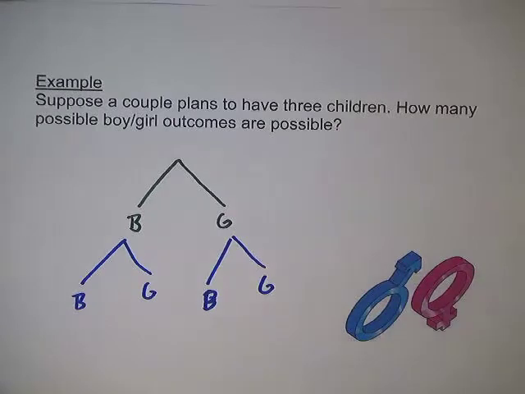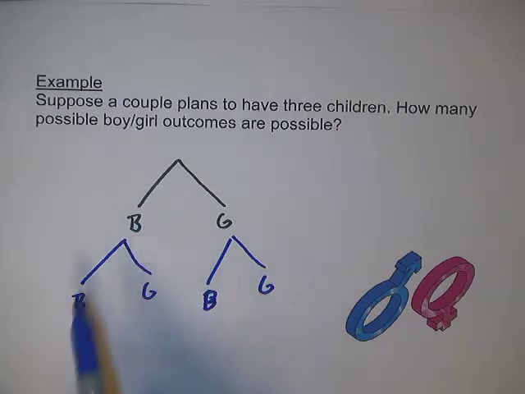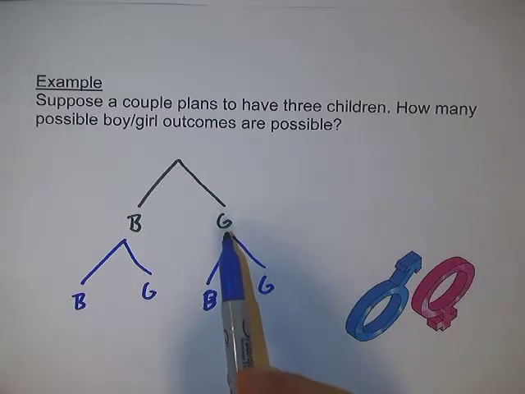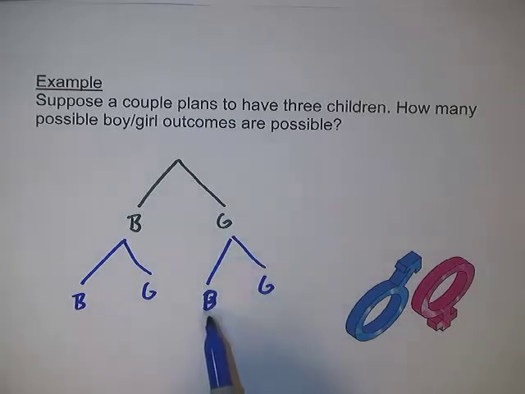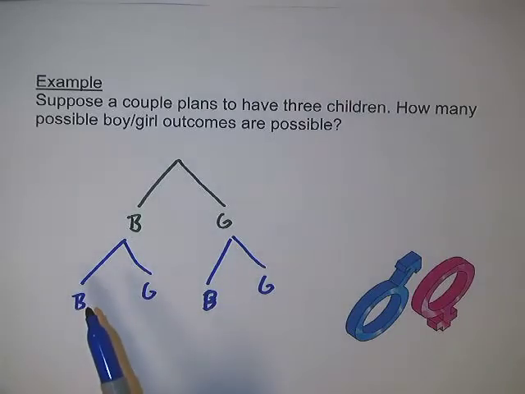This outcome here would represent the older child being a boy and the younger child being a boy. If we went to this outcome here, this would represent the older child being a girl and the younger child being a boy. Right now, if we were to apply the fundamental counting principle, there are 2 outcomes for the first experiment and 2 outcomes for the second experiment. So if we take 2 times 2, we end up with the 4 possible outcomes that we have here.